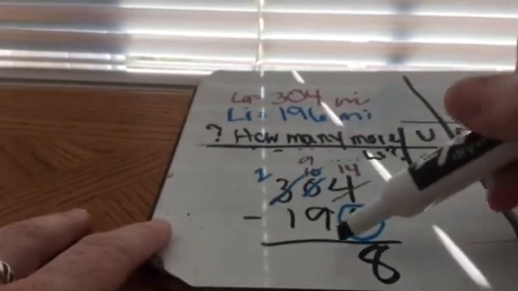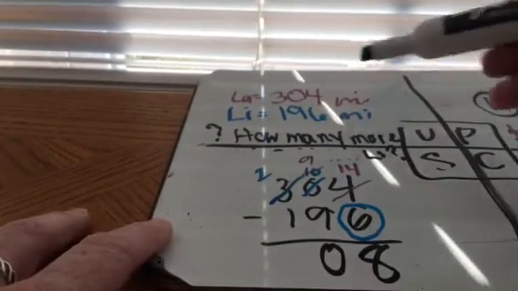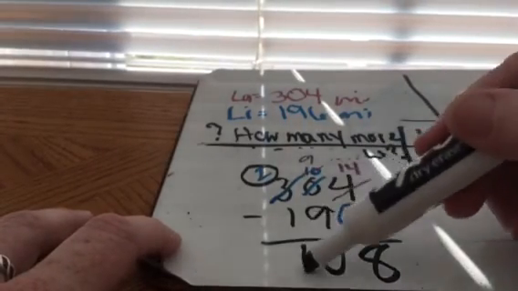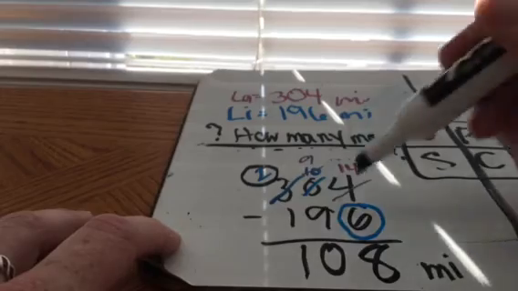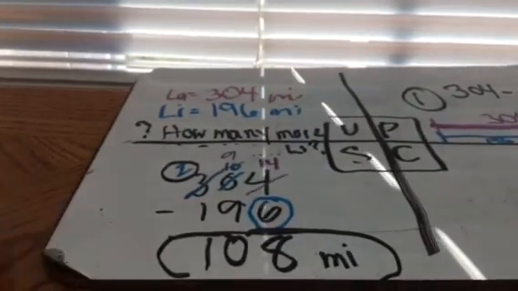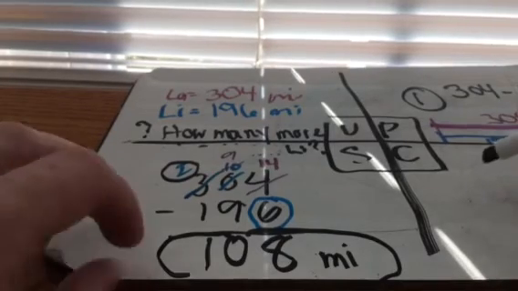Numbers the same, zeros the game, and I'm circling my bigger number, more on top, no need to stop. So I'm going to say that my answer is 108 miles, but before I finish, I'm going to come over here and check it to make sure that I did my work correctly.